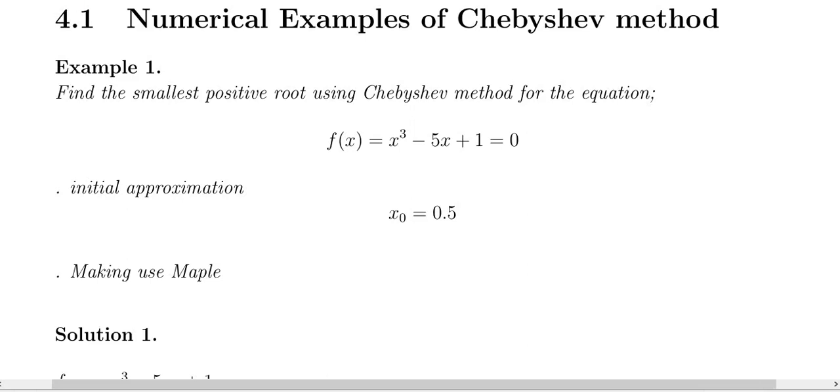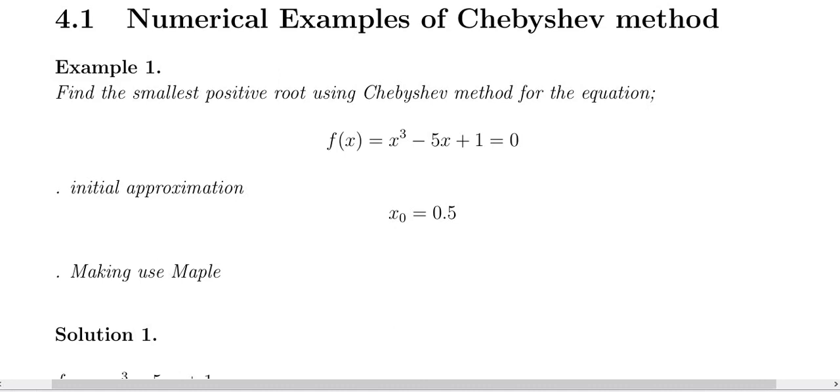In our earlier video, we looked at the derivation of the Chebyshev method. In this video, we are going to look at some examples of using the Chebyshev method to solve problems. We start with example 1. Find the smallest positive root using the Chebyshev method for the equation f of s equals s raised to power 3 minus 5s plus 1 equal to 0. Our initial approximation is s naught equal to 0.5.